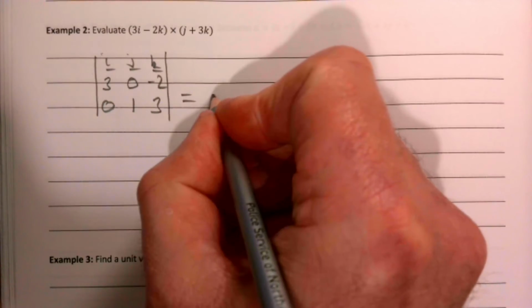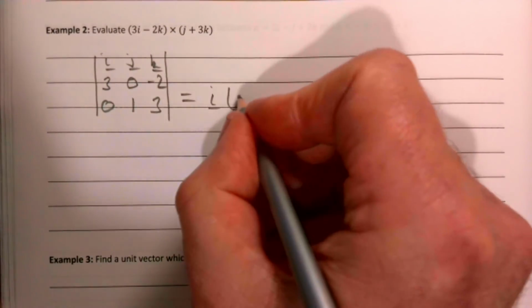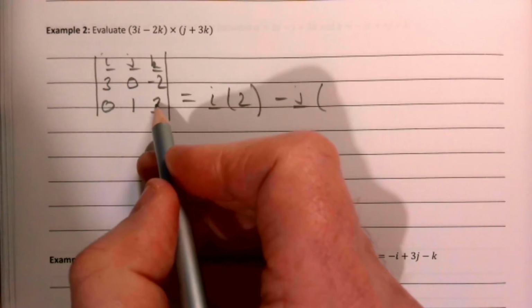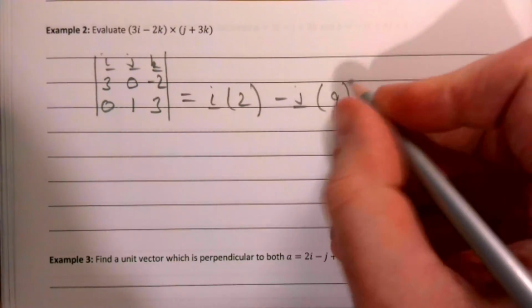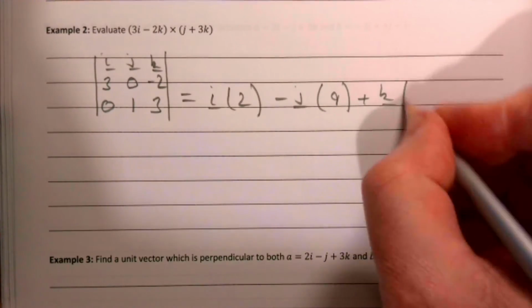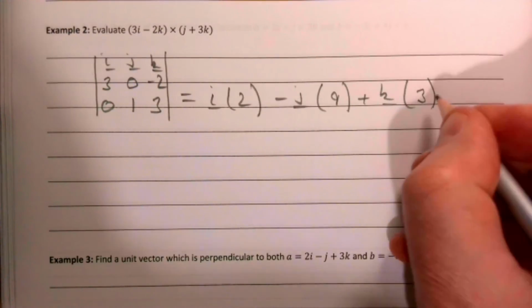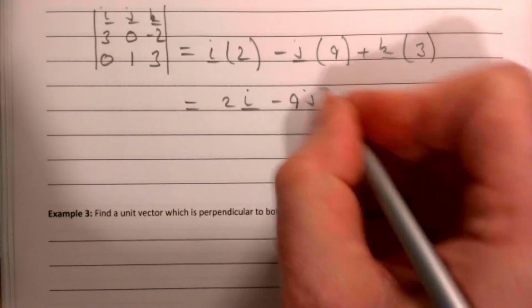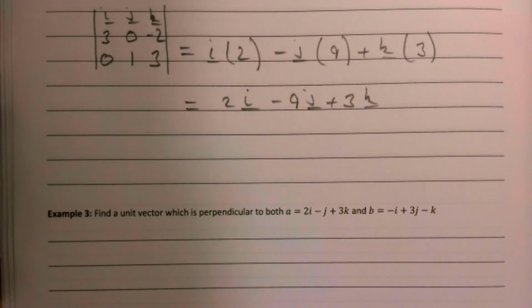So what's that going to give us? That's going to give us i upon 0 minus minus 2, so I think that's a 2, minus j, 9 and 0, 9, plus k, 3 and 0, so that then is going to be a 3. So the vector product then of these two is 2i minus 9j plus 3k. Alright.